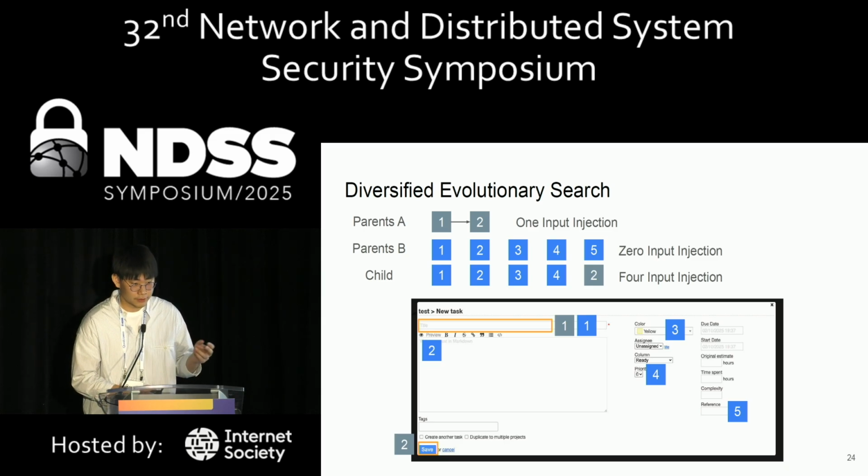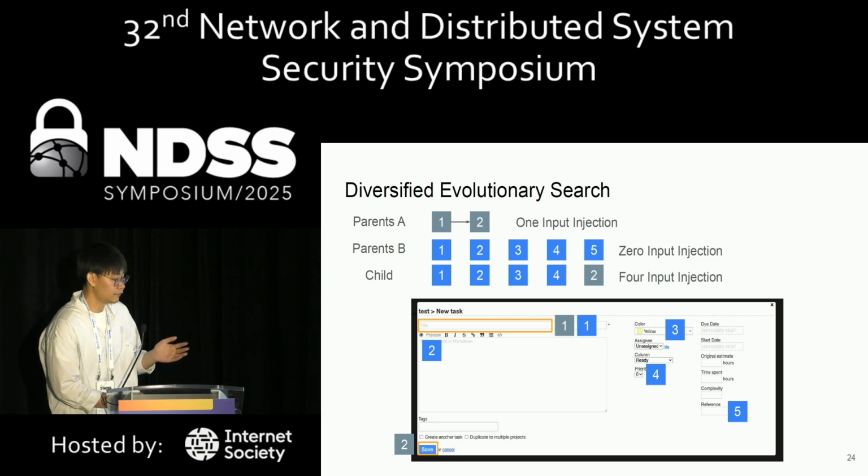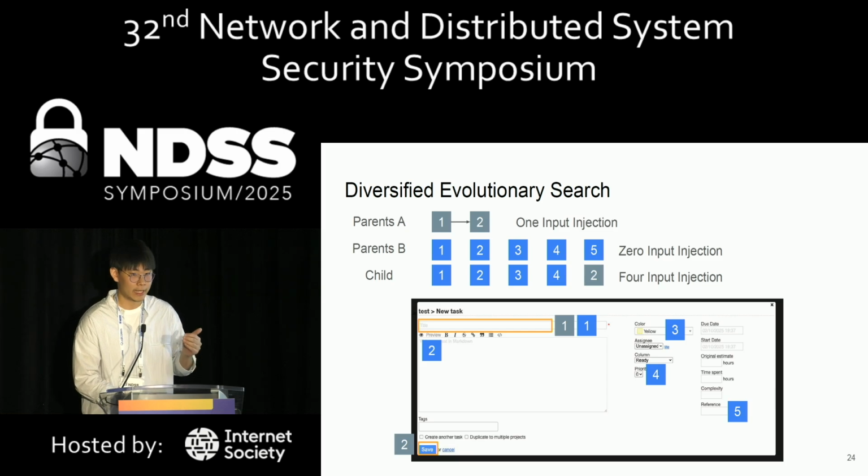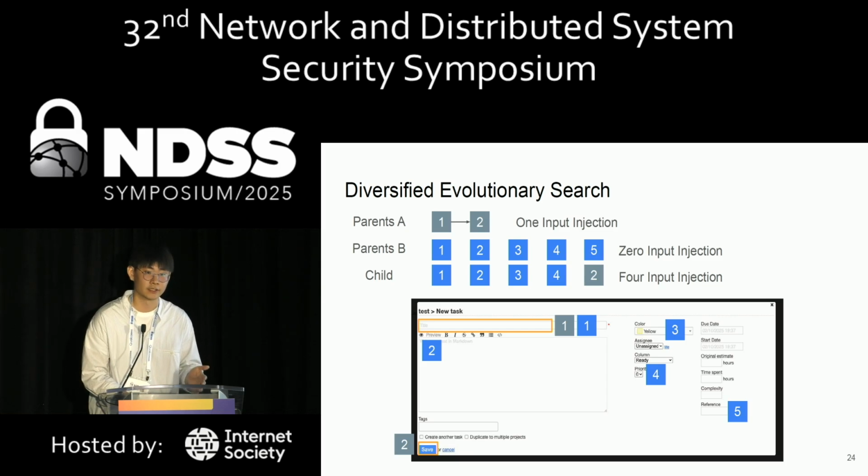By crossing over those two sequences, you have a new sequence: you fill in more different input fields, and finally click on the gray 2 save button. This will result in more input injections and will transition the application into a different state.